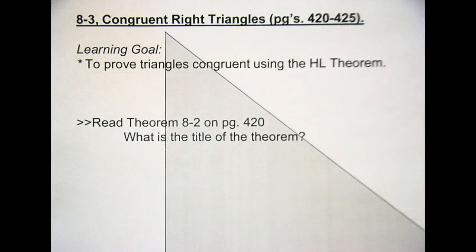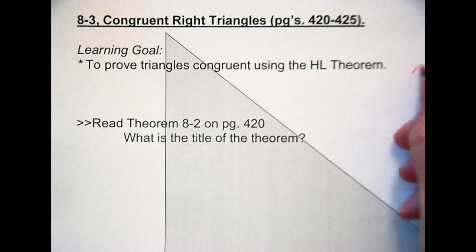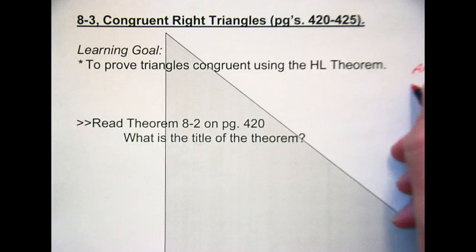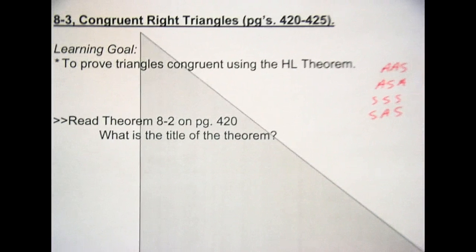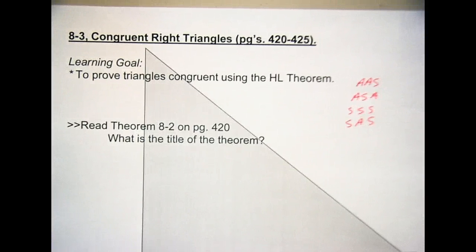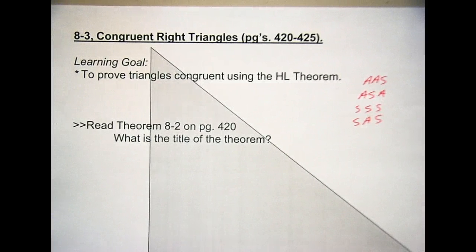So we have angle, side, angle. We have angle, angle, side. We have side, side, side, and we have side, angle, side. And then we have one more that works with certain types of triangles called HL.